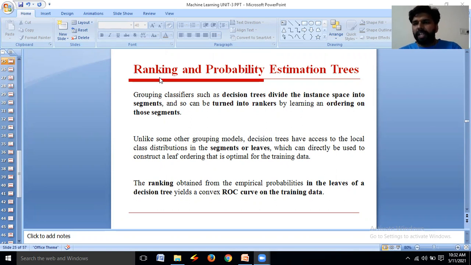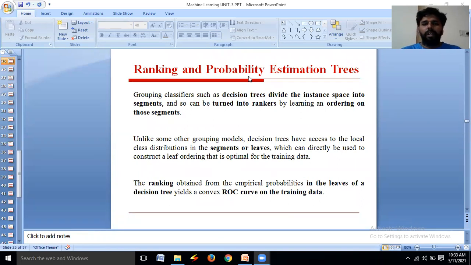Why are we giving the ranking to the features of a data set or features of an instance? We are giving ranking to arrange the attributes into a decision tree, and we are going to perform probability estimation also. How many ways are there to construct a decision tree? What are the various possibilities to construct a decision tree? We are going to do probability estimation also.